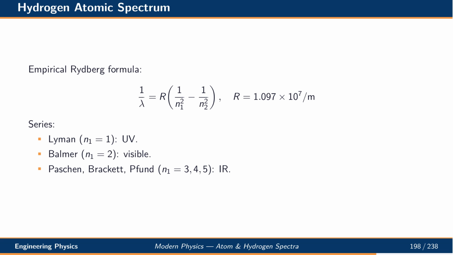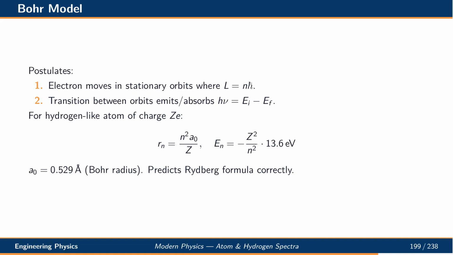The Lyman series lies in the ultraviolet, with the lower level at n equals 1. The Balmer series is in the visible, with the lower level at n equals 2. The Paschen, Brackett, and Pfund series lie in the infrared. Niels Bohr proposed a model with two postulates.